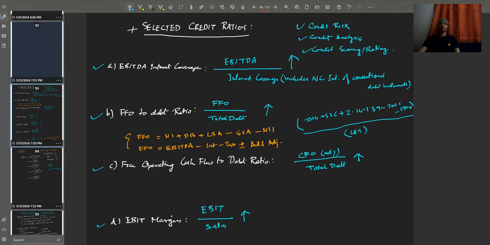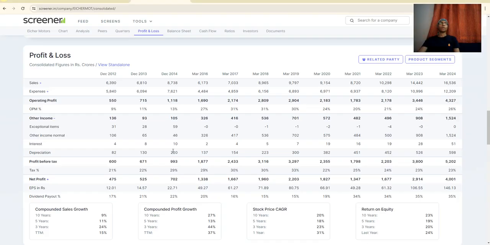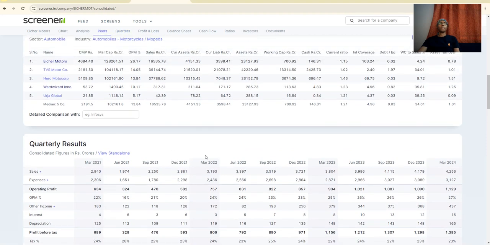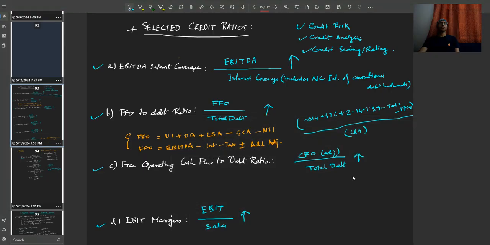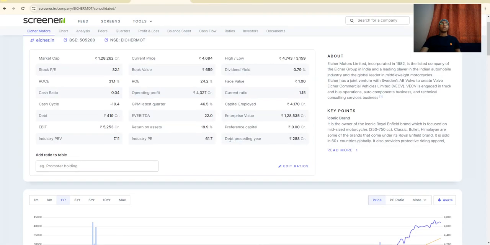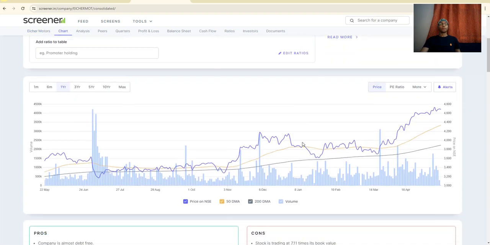You can check it. This is the current debt though. The current debt 419 crores. What was the debt amount in 2023? We can check that also and use that also. So debt preceding year was 288 crore.